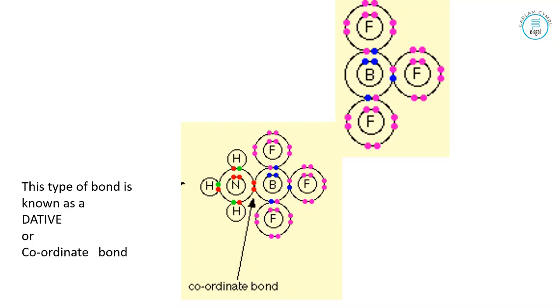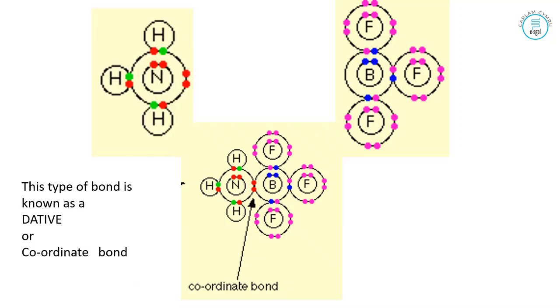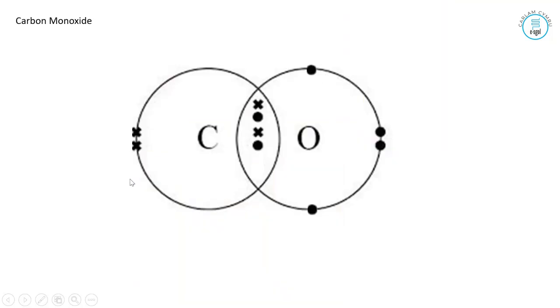Okay, so let's look at what that might look like. It's got our BF3, and you've got your ammonia coming in with its lone pair, and you can see how that lone pair has actually formed a covalent bond. So as I say, it's actually called a coordinate bond or a dative bond. There's the lone pair there. Those are the 2 separate species.